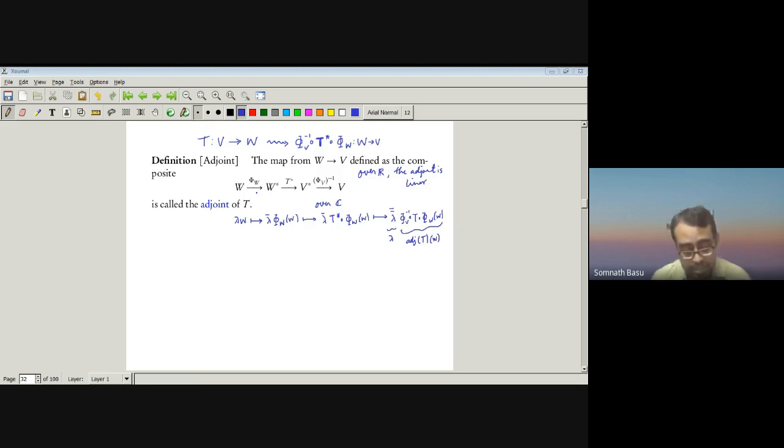Again, as I said, we are not going to make much use of examples over C. But it's good to know the theory is done in this generality because it works over both R and C, although there are some steps which are slightly different. Any questions?